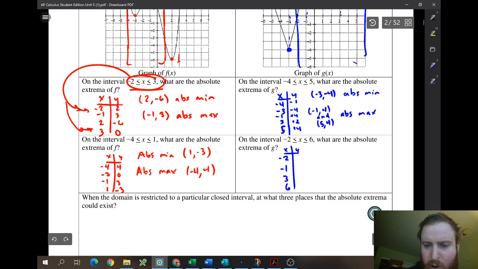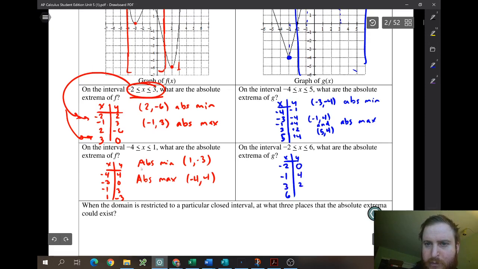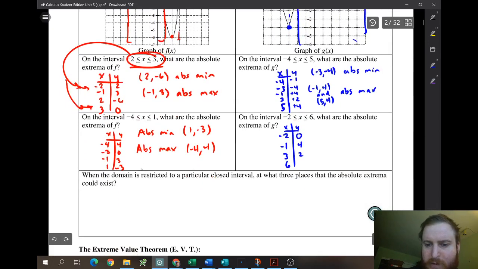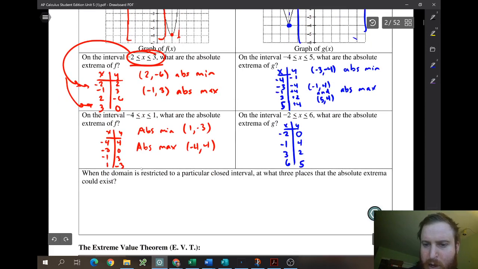So at -2, our y value was 0. At -1, we were at +4. At 3, we were at +2. And at 6, we're at +5. So now (-2, 0) is our absolute minimum. That's the smallest y we get. And (6, 5) is our absolute maximum. That's our biggest that we can get. So making that chart really, really helps.